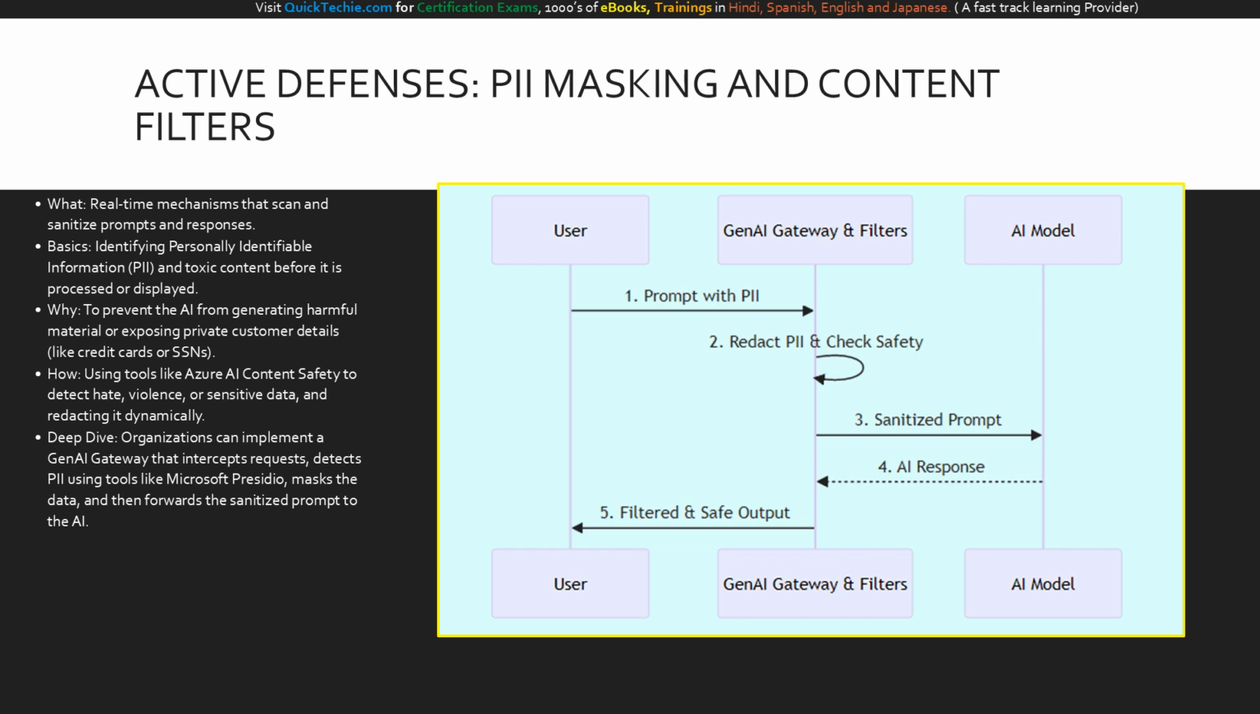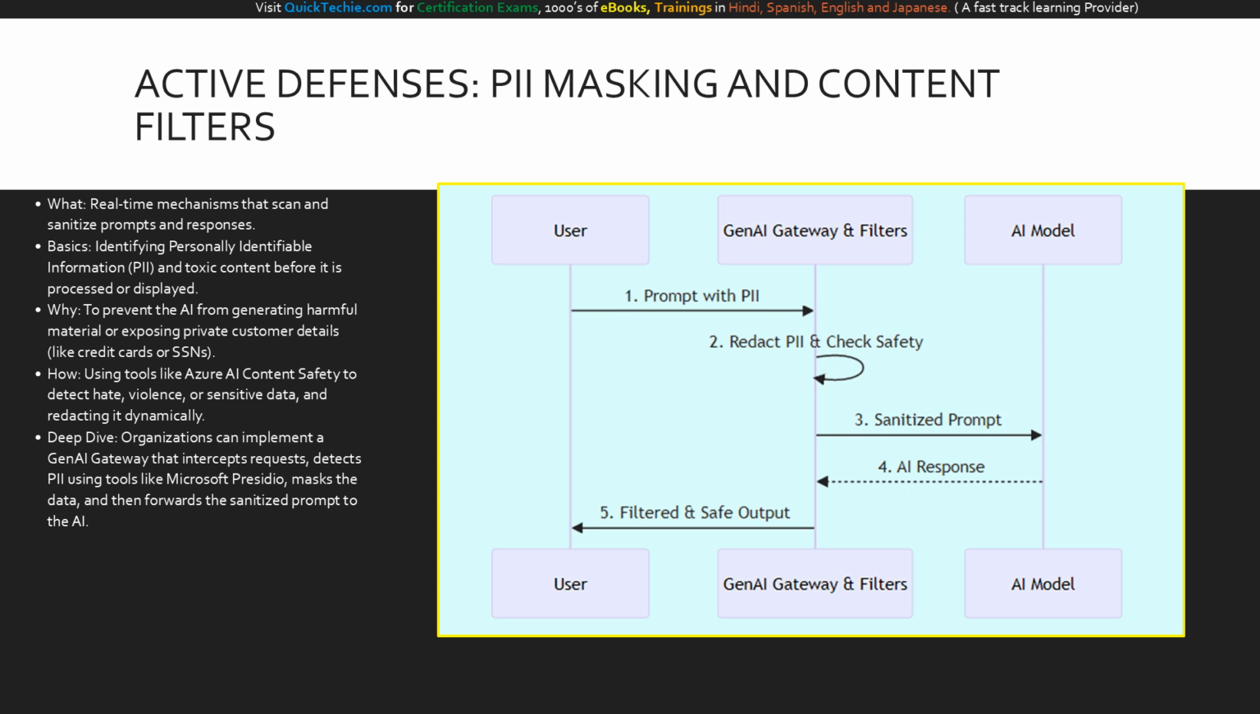For advanced enterprises, we implement a GenAI gateway. This acts as a firewall that intercepts your prompt, detects sensitive PI, completely masks or redacts it, and only then allows the AI to process the sanitized query. It actively restricts the AI from seeing or generating protected data.